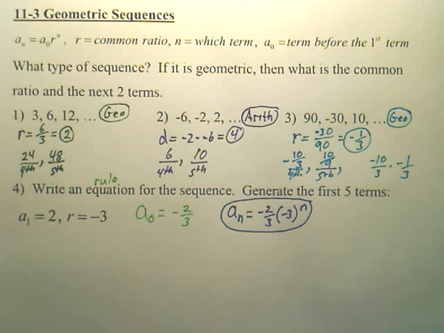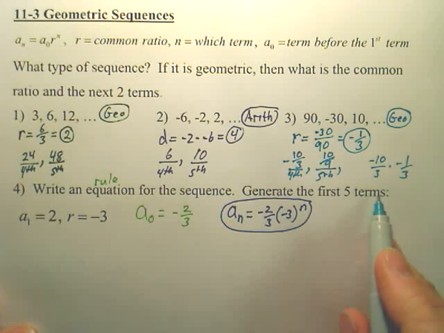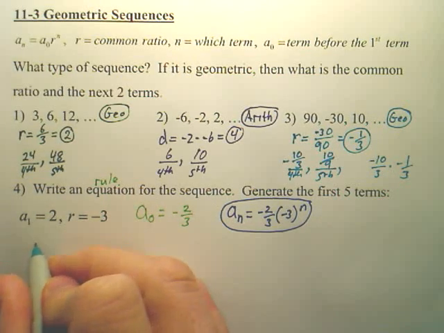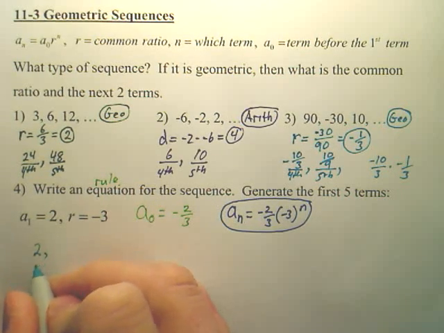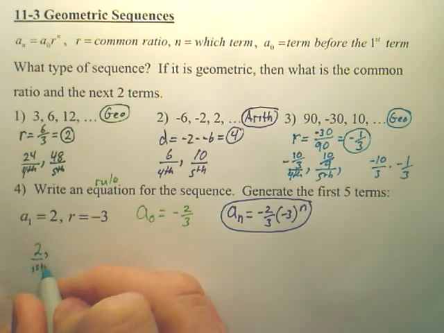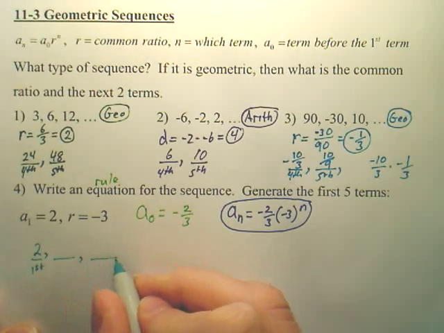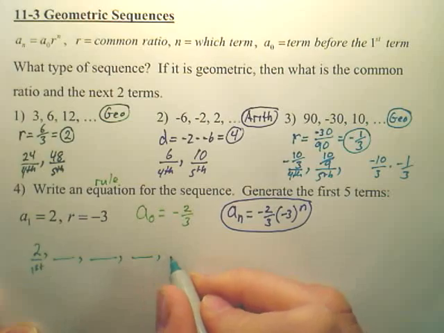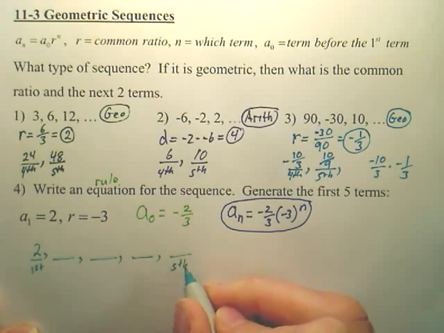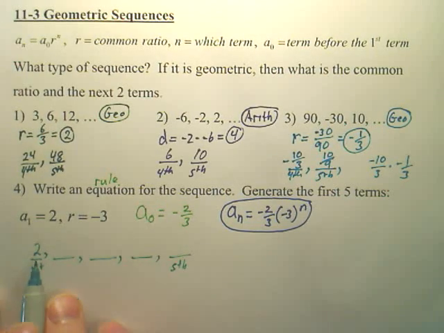Now, with that rule, could I find the first 5 terms? Yes. But isn't it easier to really probably just do this? If my first term's 2, okay, that's my first term. I want my second, my third, my fourth, and my fifth. Is it easier to plug in this formula, or is it easiest just to multiply by negative 3?